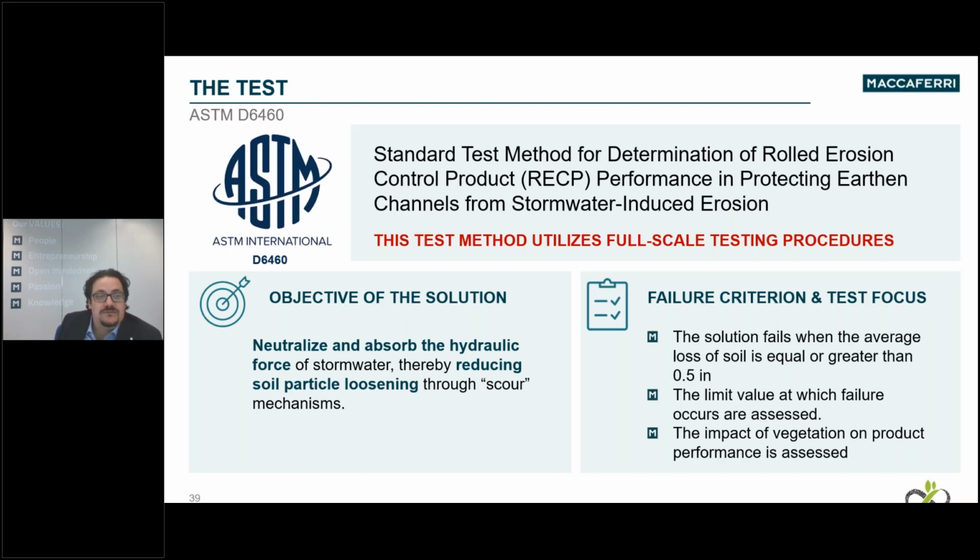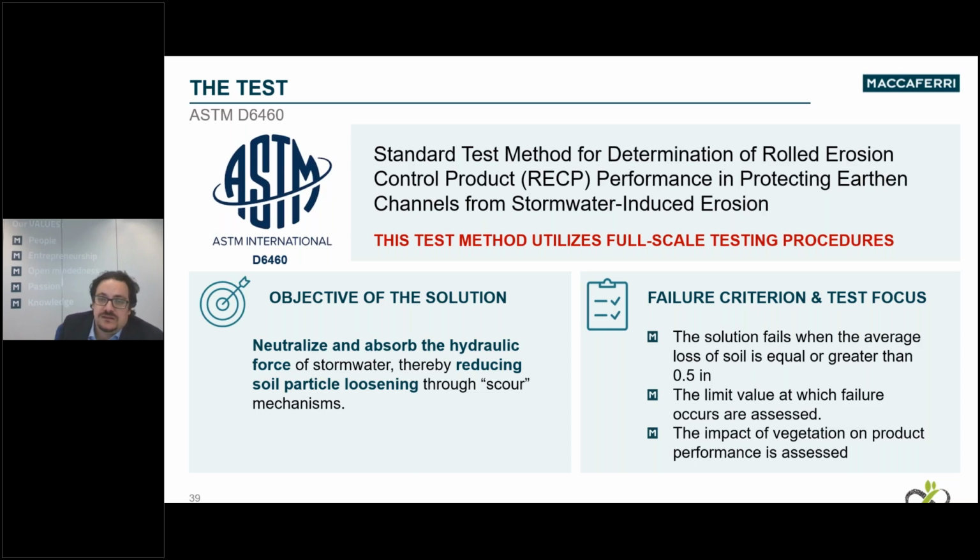So for the evaluation of the performance, we made some tests according to the ASTM standard D6460. The objective of the test of the solution was to neutralize and absorb the hydraulic force due to storm water, and reduce the soil particle loss due to the scour mechanism.